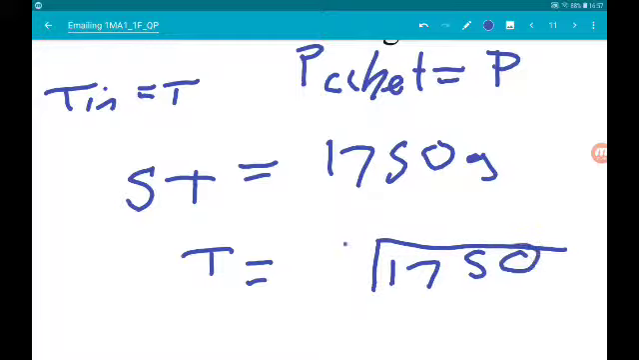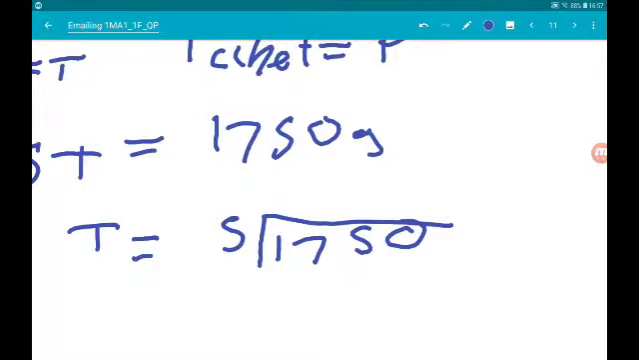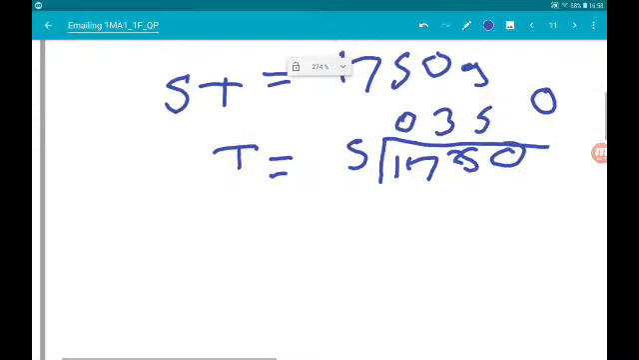1,750 divided by 5. So 5 into 1 doesn't go. Carry the 1. 5s into 17 go 3 times, remainder 2. 5s into 25 go 5 times. 5s into 0 go 0 times. So T is 350 grams.